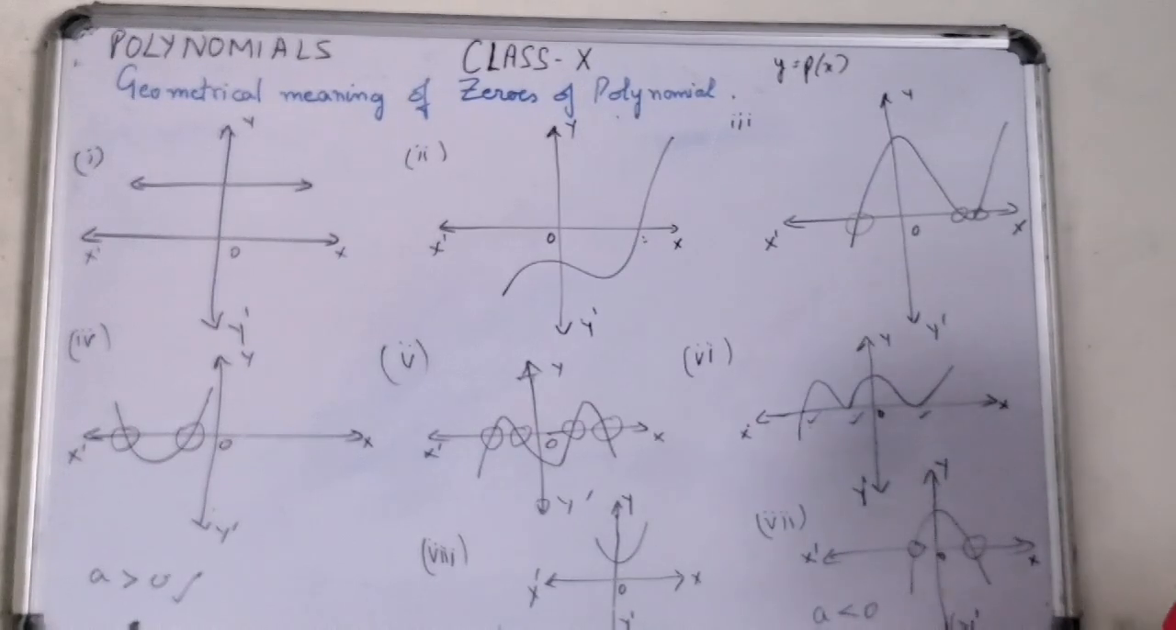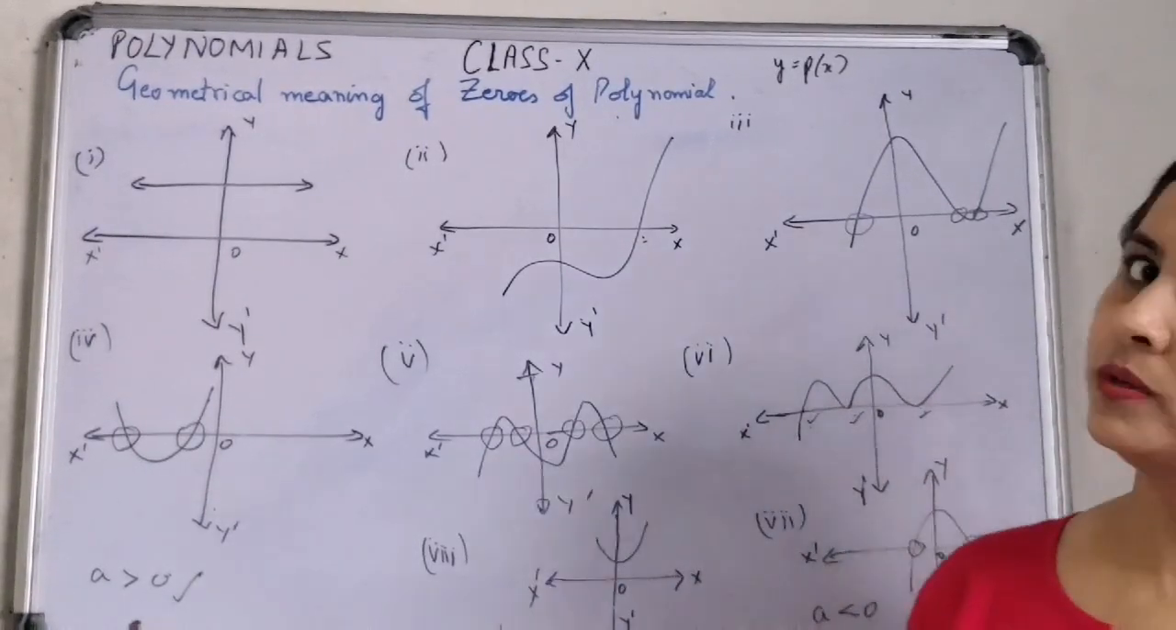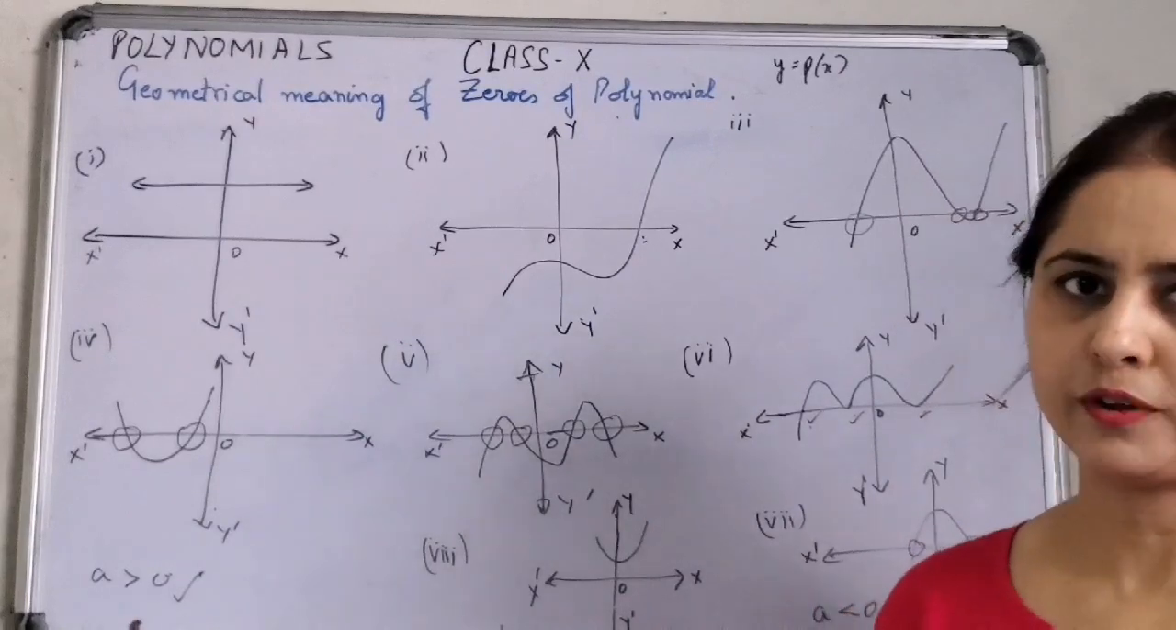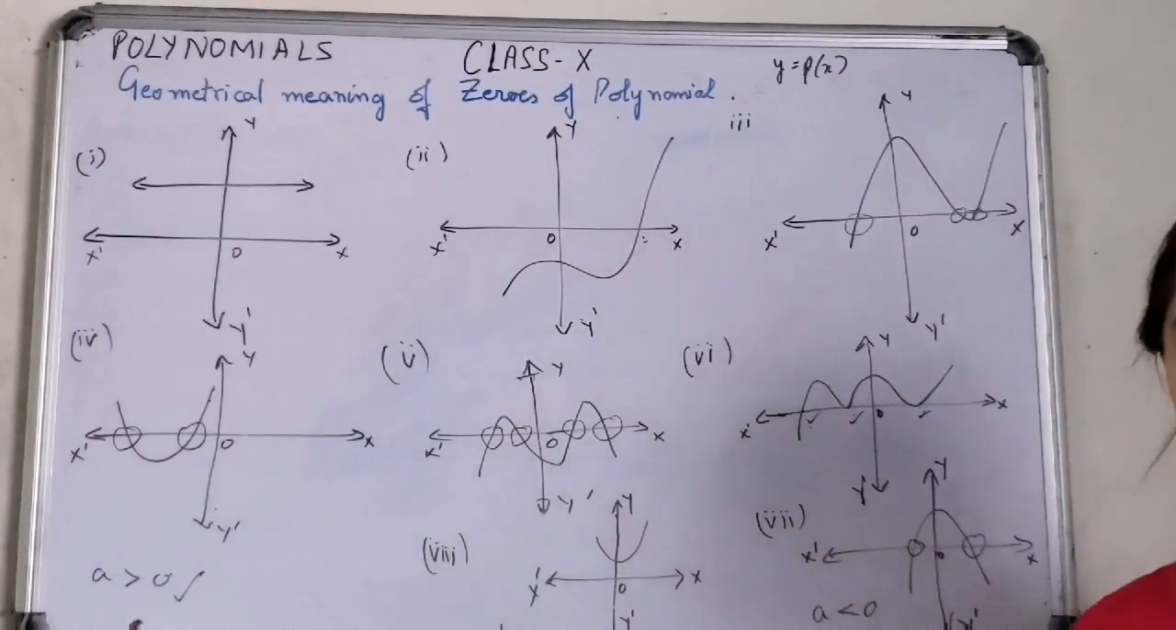So this was all about identifying the number of zeros geometrically, or what we call graphically. Thank you so much, and now we'll move to the second exercise.